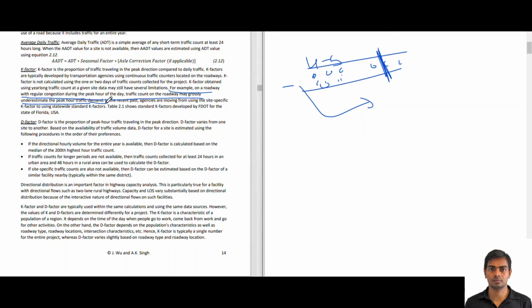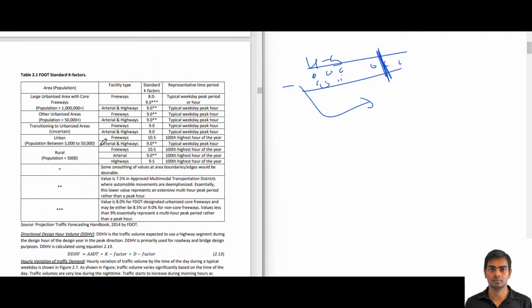So in the recent past, transportation agencies are moving away from using site-specific K factors to statewide standard K factors. This is a standard K factor table from the Florida Department of Transportation. If you are working in a large urbanized area, then for freeways the K factor is between 8 to 9, and for arterials and highways 9. If there is congestion and we are underestimating the peak hour volume, we will end up with a lower K factor than what we actually need to use, and that will give us the impression that the roadway is working fine, where in reality the roadway may need some improvement.